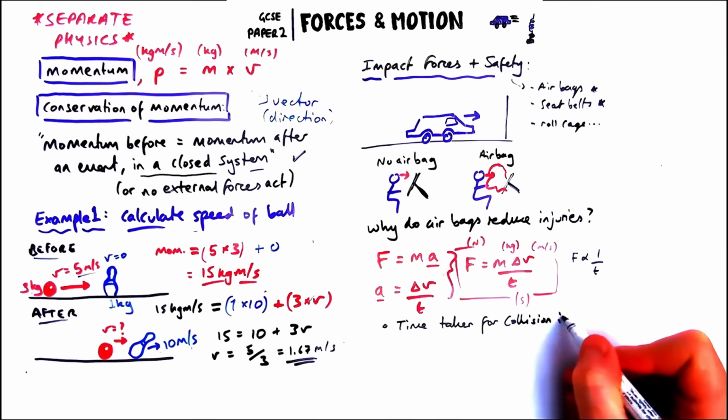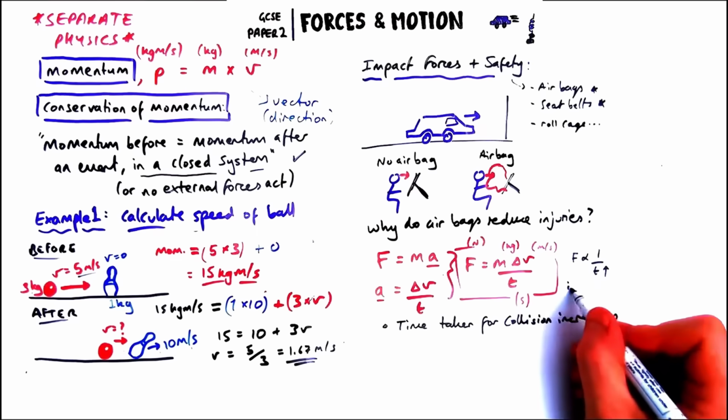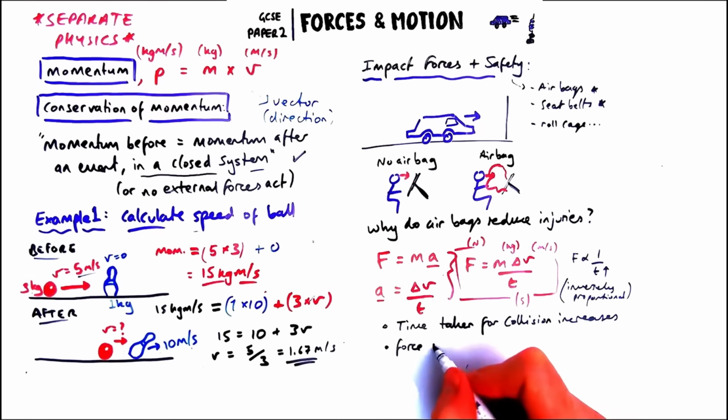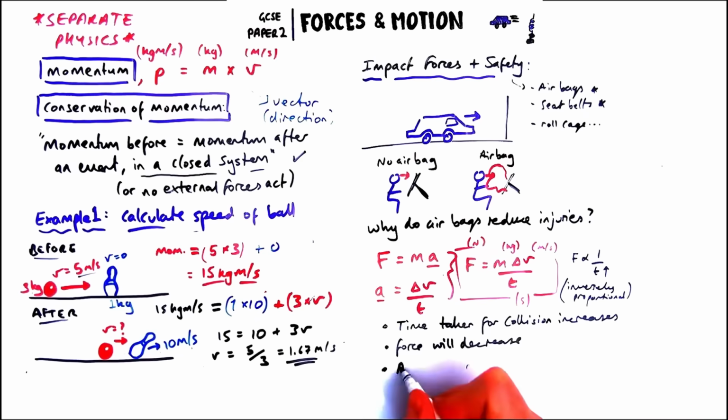So an airbag, for example, would increase the time taken for a collision. Because they're inversely proportional, the force would then decrease. So if I was to double the time taken, I would halve the force basically.